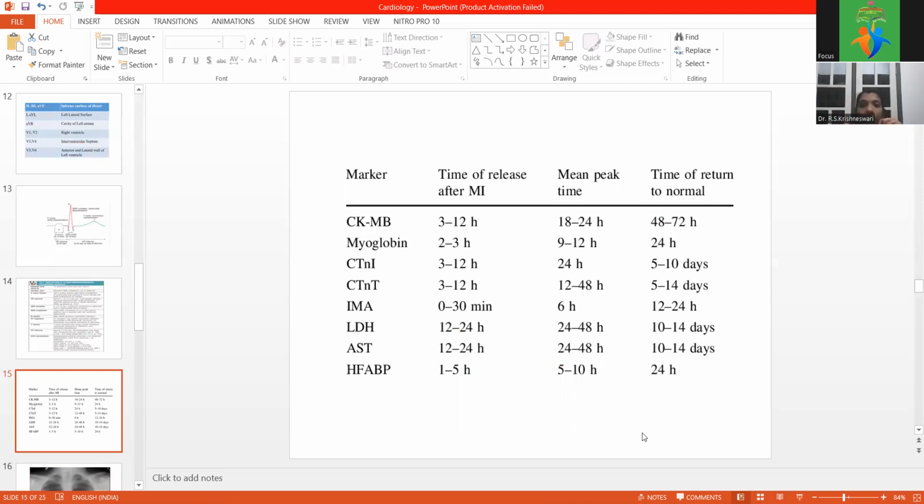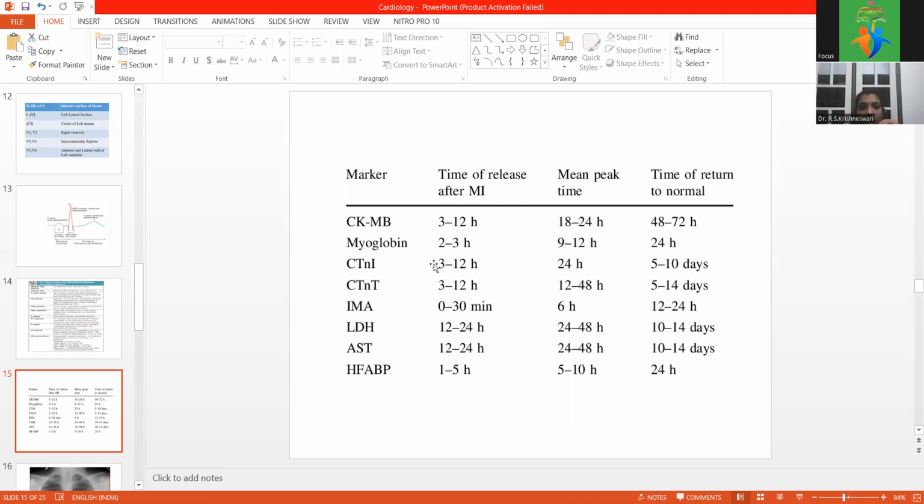First, you remember CKMB, cardiac troponin I, cardiac troponin T. Okay, these are the three important things which you should remember. Mostly the questions will be revolving around this. CKMB, cardiac troponin I, cardiac troponin T. All the others are important too, and we will discuss them.